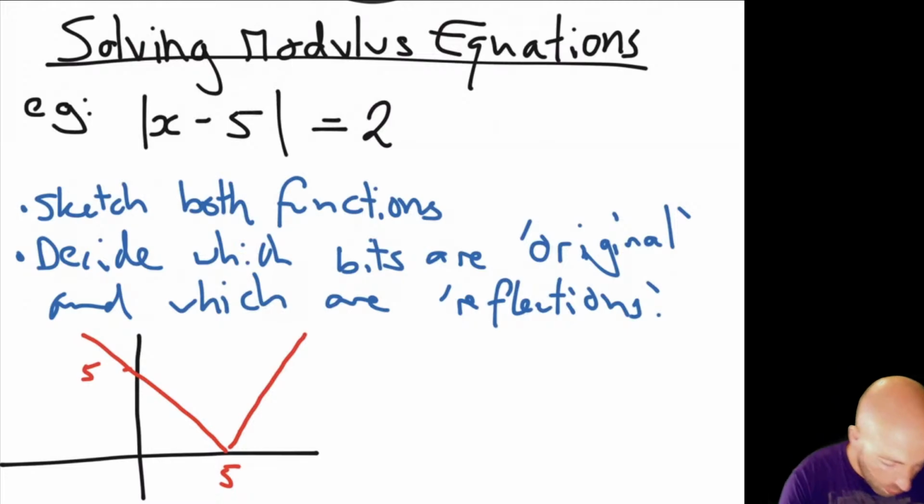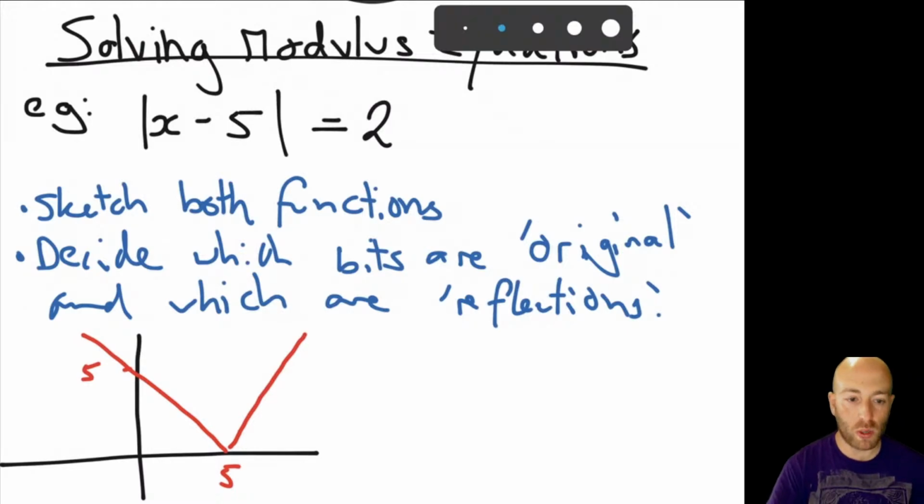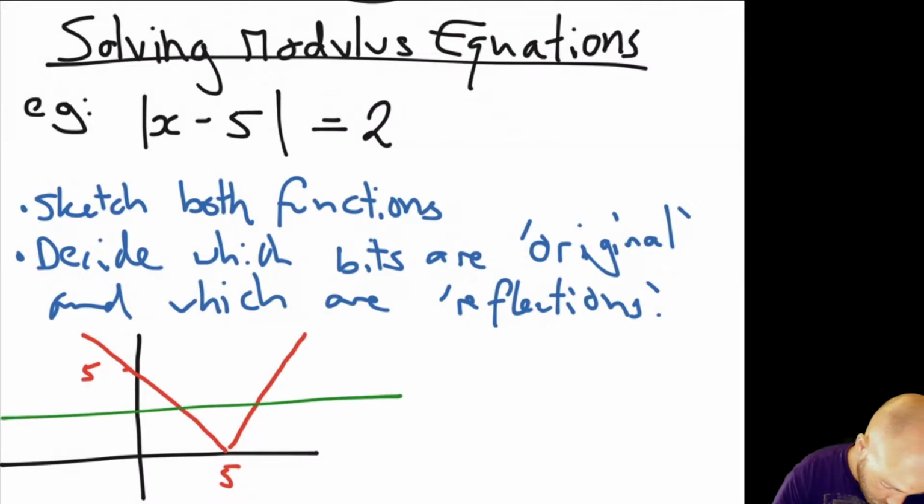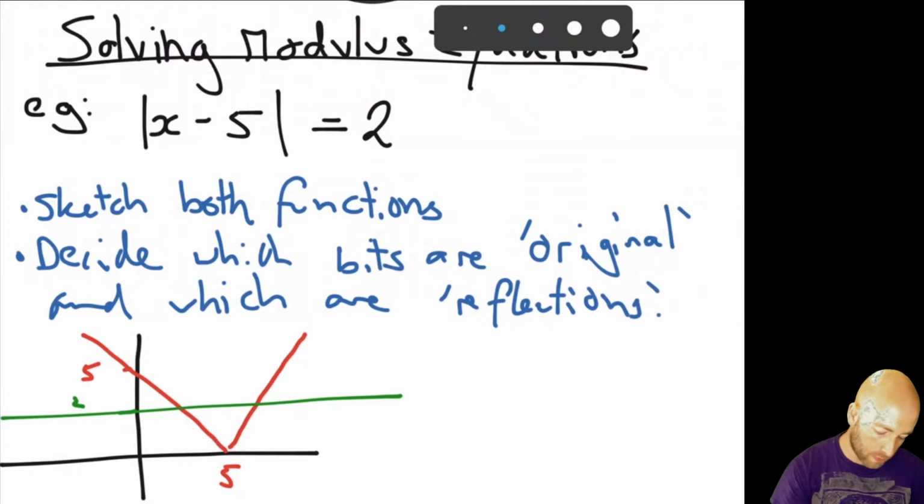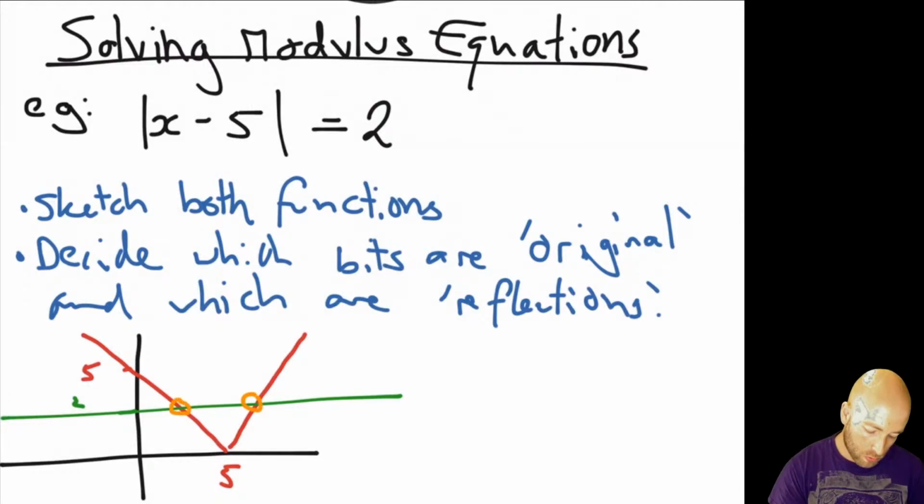Okay. We're going to draw the other function. The other function is easy. It's just y equals 2. So there we go. So you can see from the graph, we should have 2 solutions.